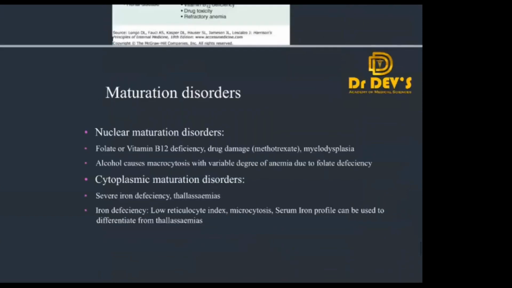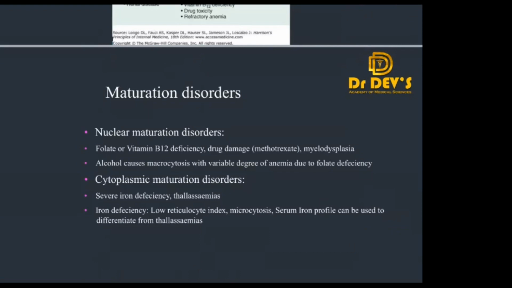Maturation defect is due to folate or vitamin B12 deficiency. Any drug, like methotrexate, decreases folate and vitamin B12 action, causing its deficiency. In myelodysplasia, the bone marrow is dysplastic, containing dysplastic, dysmorphic cells that will occupy the bone marrow space and cause anemia. Alcohol causes macrocytosis with variable anemia due to folate deficiency.